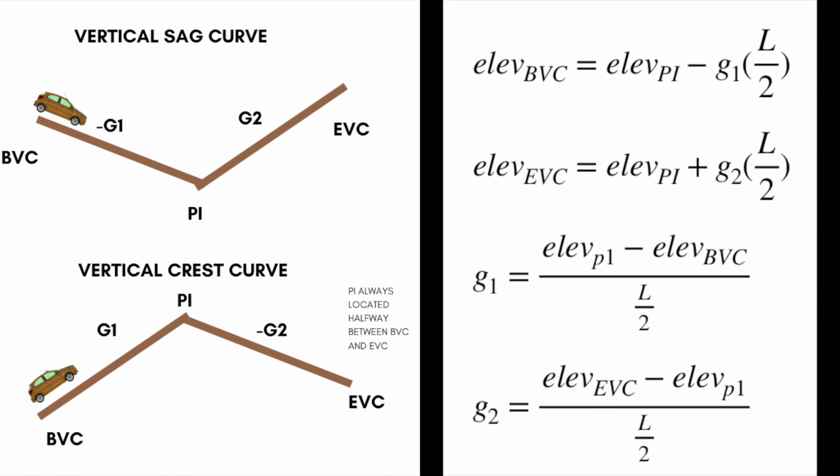Same thing, we have G2, the elevation of the EVC minus the elevation of PI. In the first example, the elevation of the EVC is greater than the elevation of the PI. We'll get a positive G2. And then for the next one, the elevation of the PI is higher than the elevation of the EVC, so we'll get a negative G2. And that is consistent with what we expect for both the vertical sag curve and the vertical crest curve.